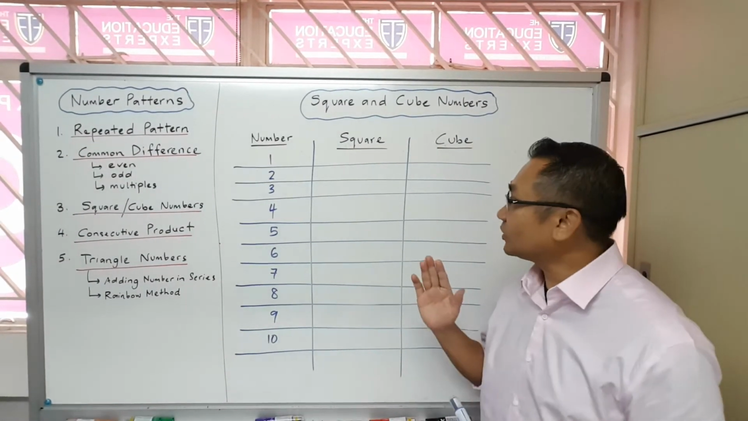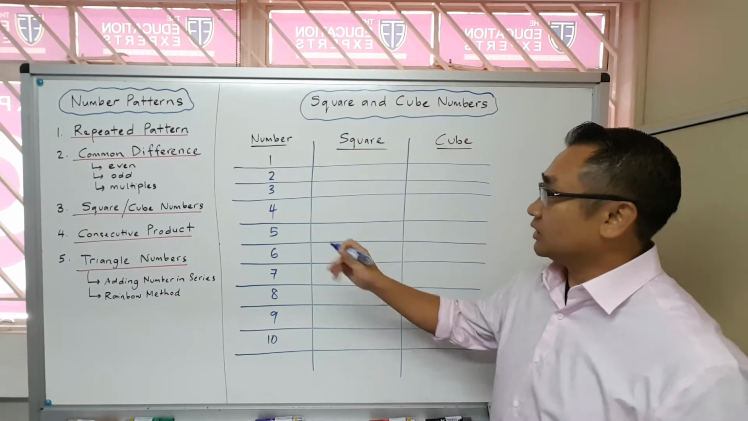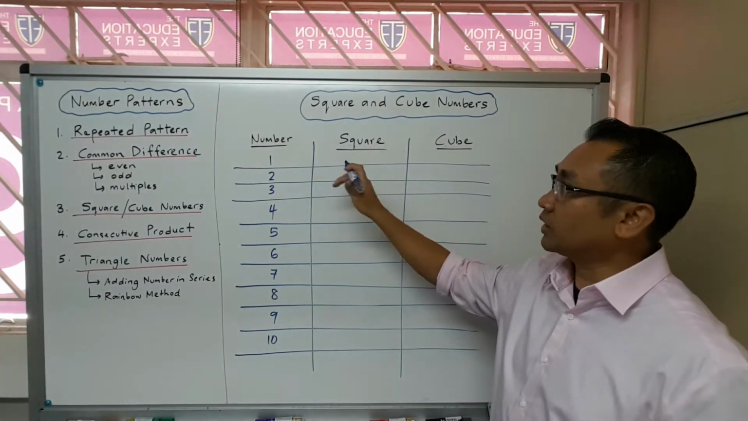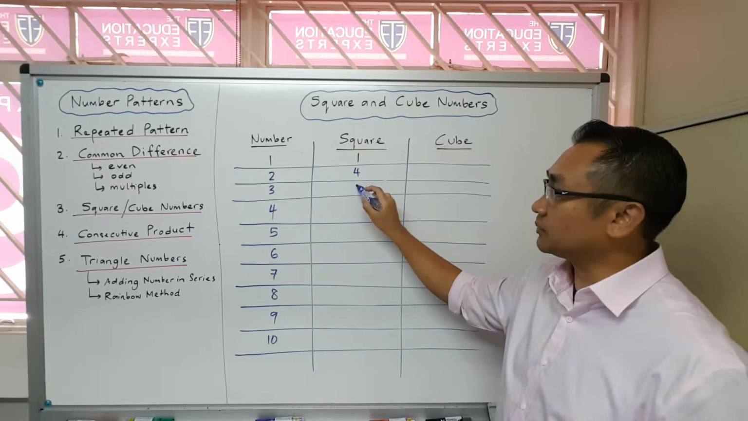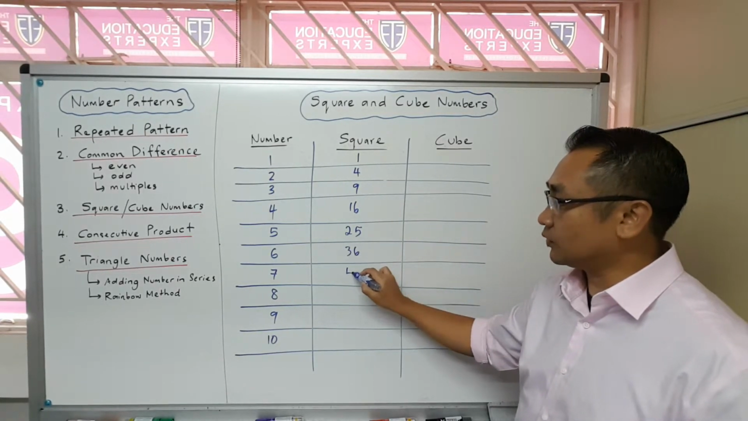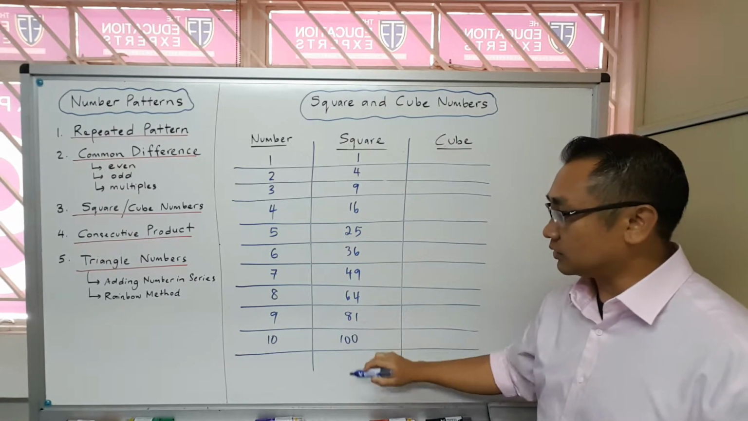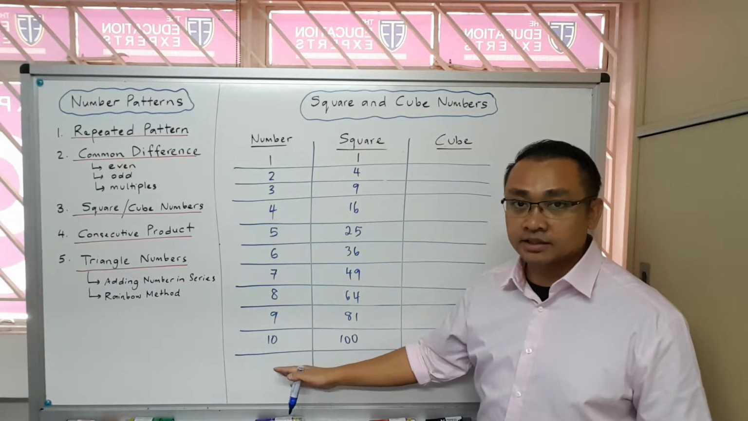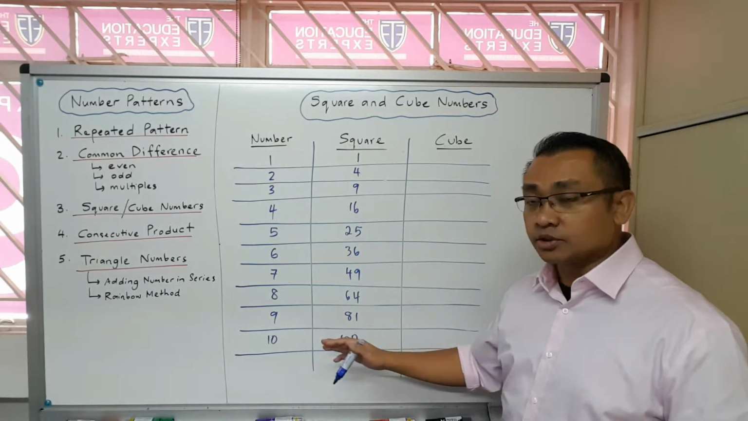Welcome back. Now let's familiarize ourselves with the square and cube numbers. For example, if the number is 1, what is the square number? 1 times 1 is 1. For 2, 2 times 2 is 4. 3 times 3 is 9. Then 16, 25, 36, 49, 64, 81, and 100. Of course, if you are hardworking, you will try to memorize more numbers like 11, 12, 13, and so on. But if you can memorize up to 10, that will be good enough.